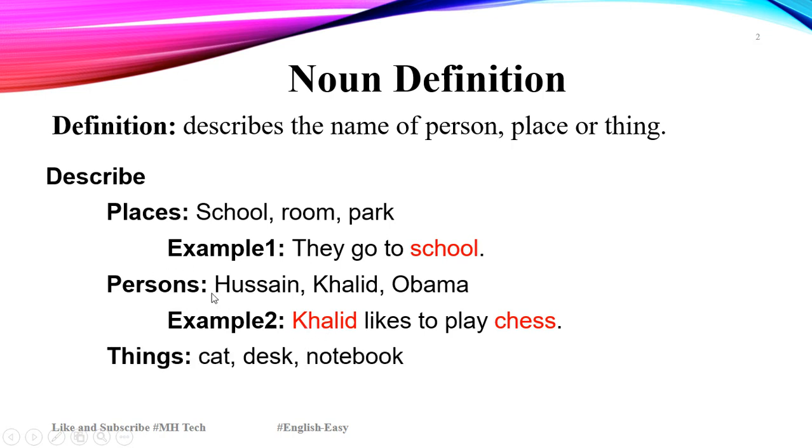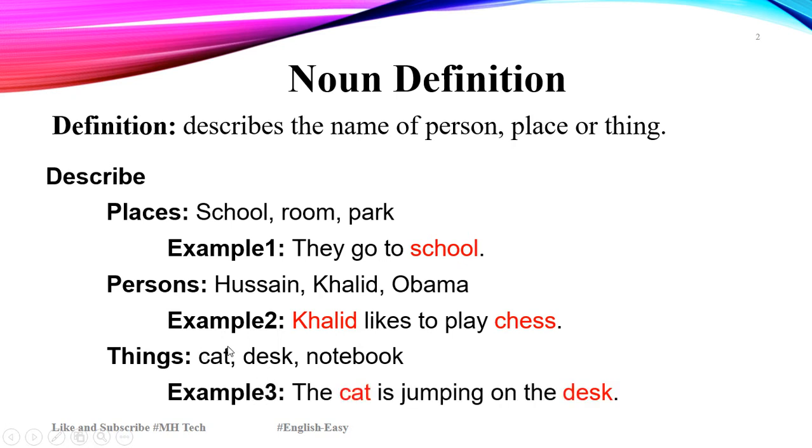And another is noun describes things. Noun describes things like cat, desk, and notebook. These are things in English. Cat is an animal. You can use it as a thing here, for the name for things.